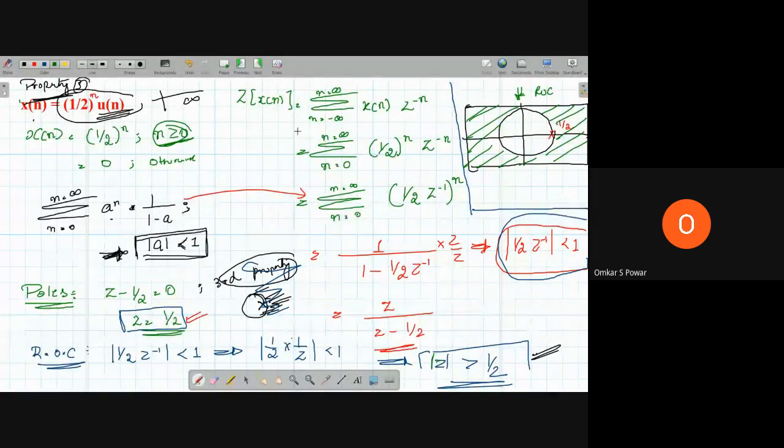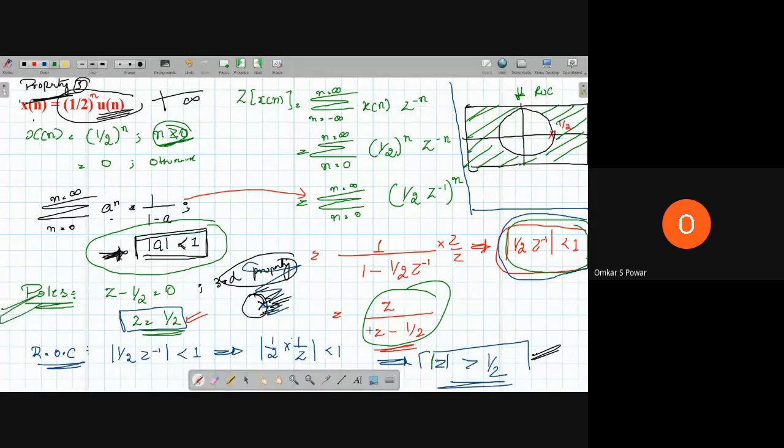We will see the steps once again. What I have done: first I have substituted the formula. Z transform of x of n is equal to summation n varies from minus infinity to infinity of x of n z to the power of minus n. Then half to the power of n. Then I have used the formula summation n varies from 0 to infinity of a to the power of n is equal to 1 by 1 minus a, and I get my z. But there is a condition, a catch, in the formula: mod a is less than 1. Using that, we can plot our ROC.